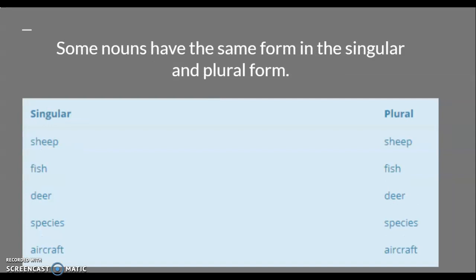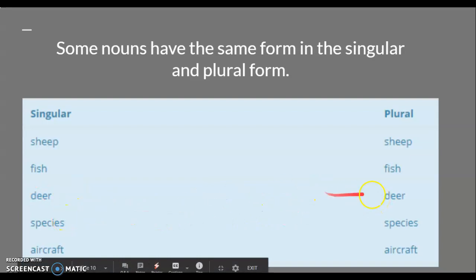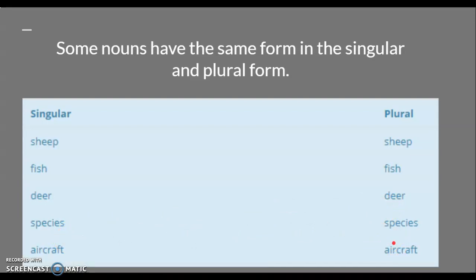Then we have some nouns that are the same if they are singular or plural. Sheep. You could have one sheep. You could have 10 sheep. You could have one fish. You could have 10 fish. Yes, fishes is not a word, guys. One fish, 10 fish. You could have one deer and you could have 10 deer. One species and you can have 10 species. One aircraft or you can have 10 aircraft. Again, these ones don't follow a pattern. You just got to know them.